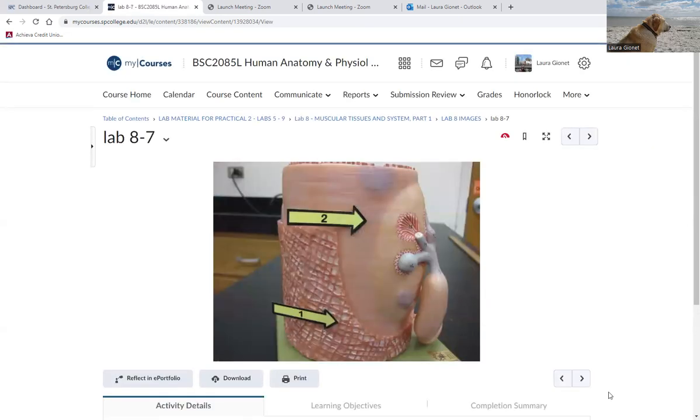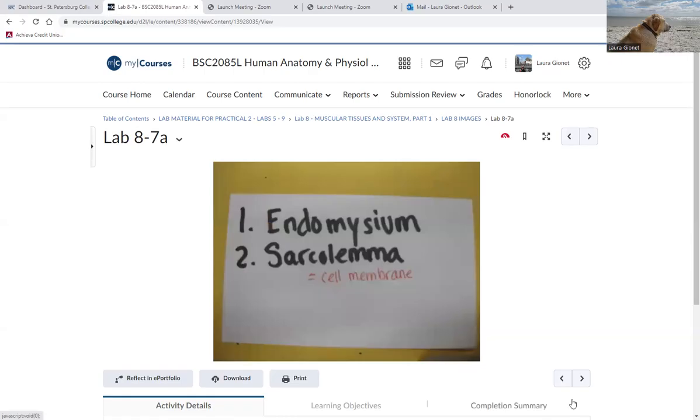This is looking at a model that represents the same thing. It's just a different manufacturer. But this lets you see the outer connective tissue layer, number one. That would be the endomysium that surrounds one cell or fiber, right? And two is pointing to the sarcolemma, the plasma membrane of that muscle cell.